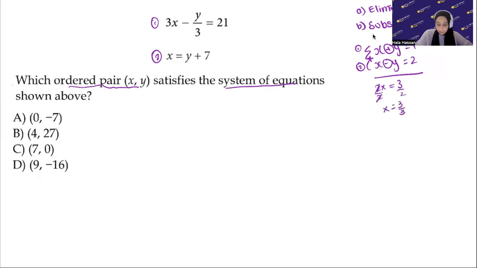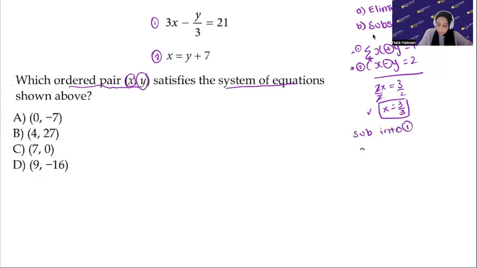But remember, we're trying to find a set of ordered pairs. I'm trying to find x and y. I just found x, so let's find y. When I'm doing elimination, once I've found one variable, I find the other by subbing it back into any one of these equations. I'm just going to choose 1.